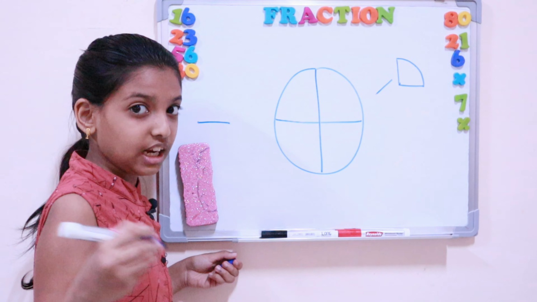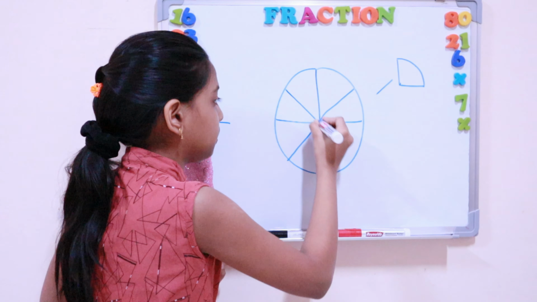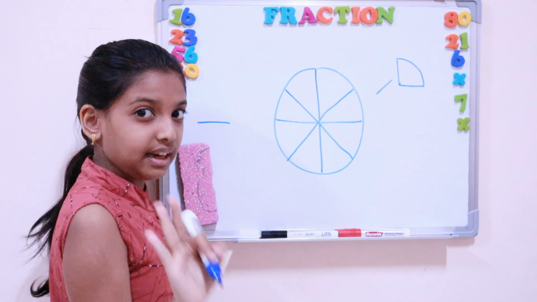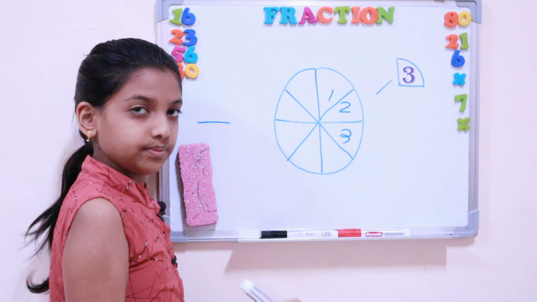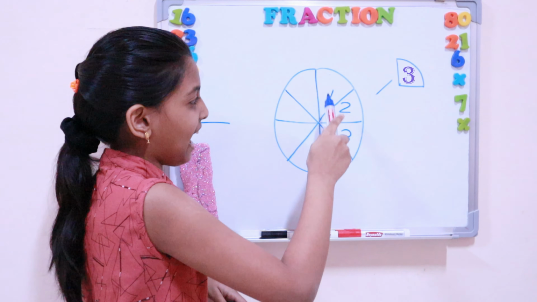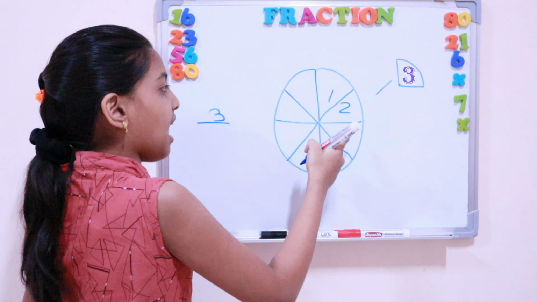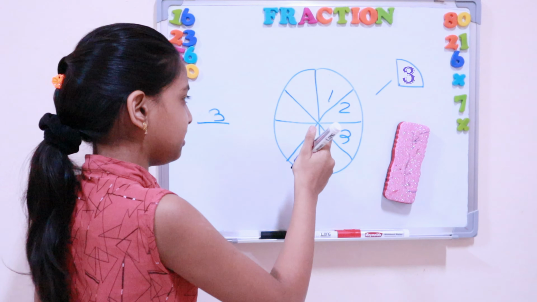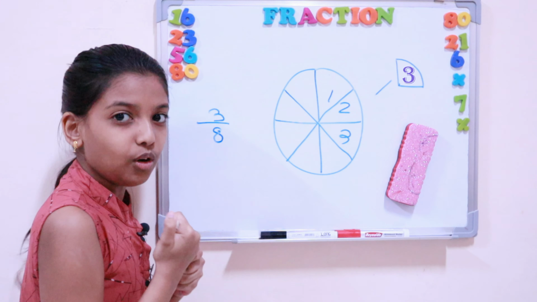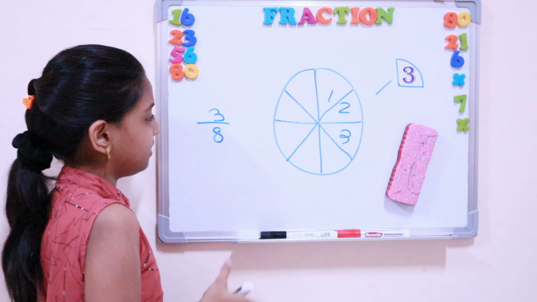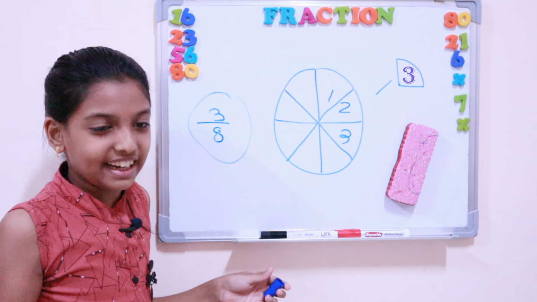Now I am going to divide it into 8 equal parts. Now I am going to take away 3 parts from the pizza. 1, 2, 3. So, the pizza that I have taken away is 3. So, I am going to write 3 over here. The total number of parts is 8. So, I am going to write 8 under the line. So, the taken away fraction is 3 by 8. So, I hope you understand take away fraction.